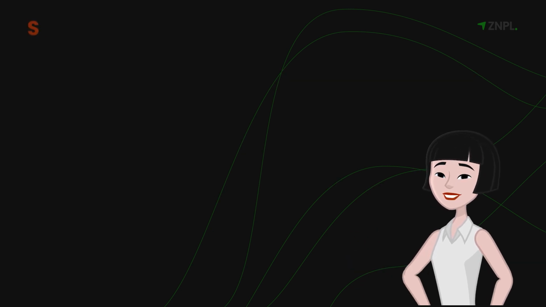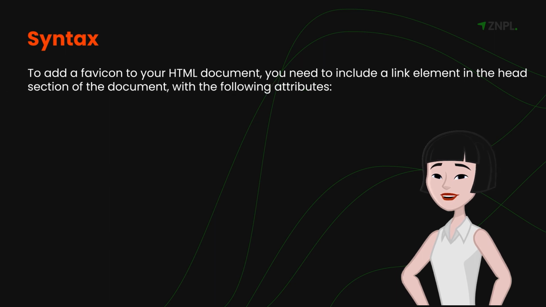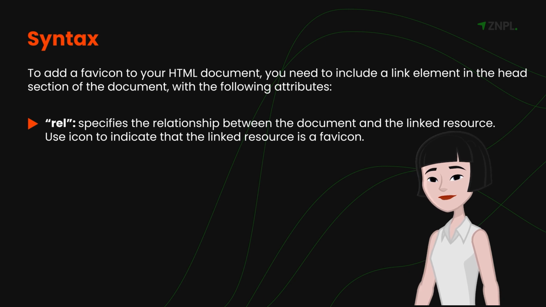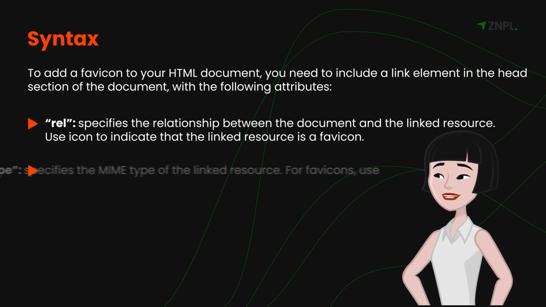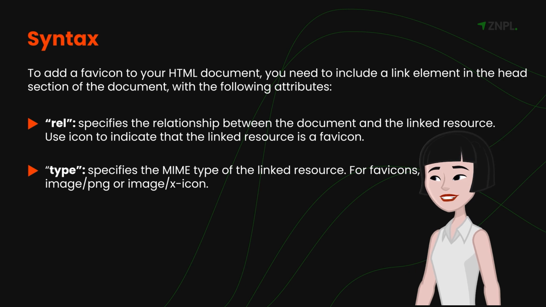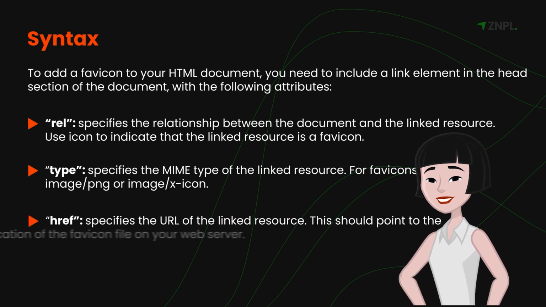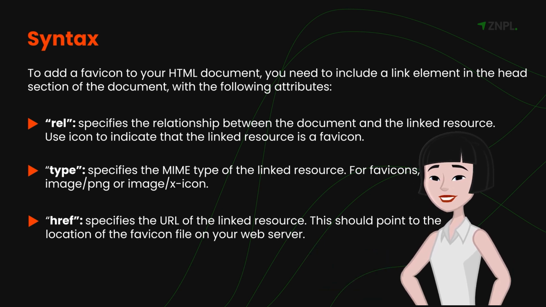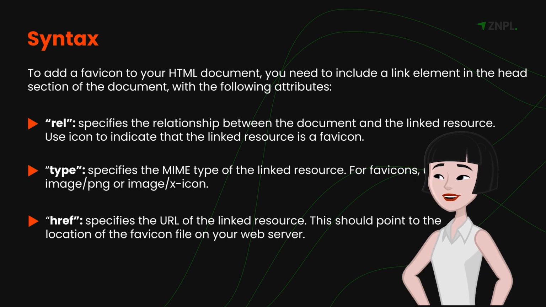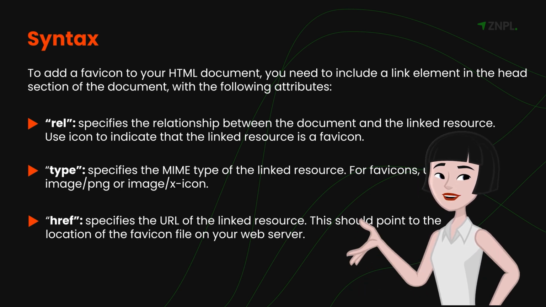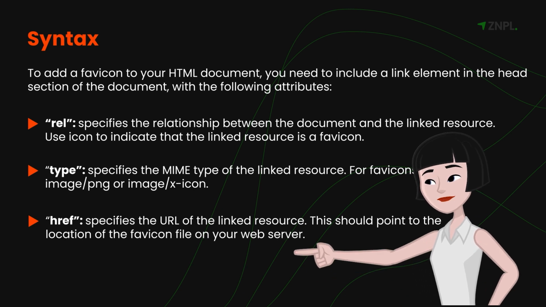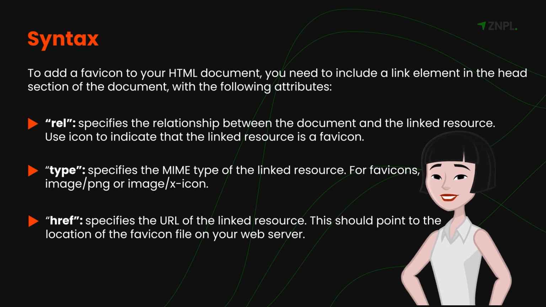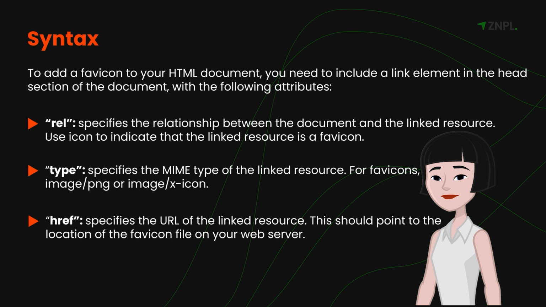Syntax: to add a favicon to your HTML document, you need to include a link element in the head section of the document with the following attributes. Rel specifies the relationship between the document and the linked resource. Use icon to indicate that the linked resource is a favicon. Type specifies the MIME type of the linked resource. For favicons, use image/png or image/x-icon. href specifies the URL of the linked resource. This should point to the location of the favicon file on your web server.